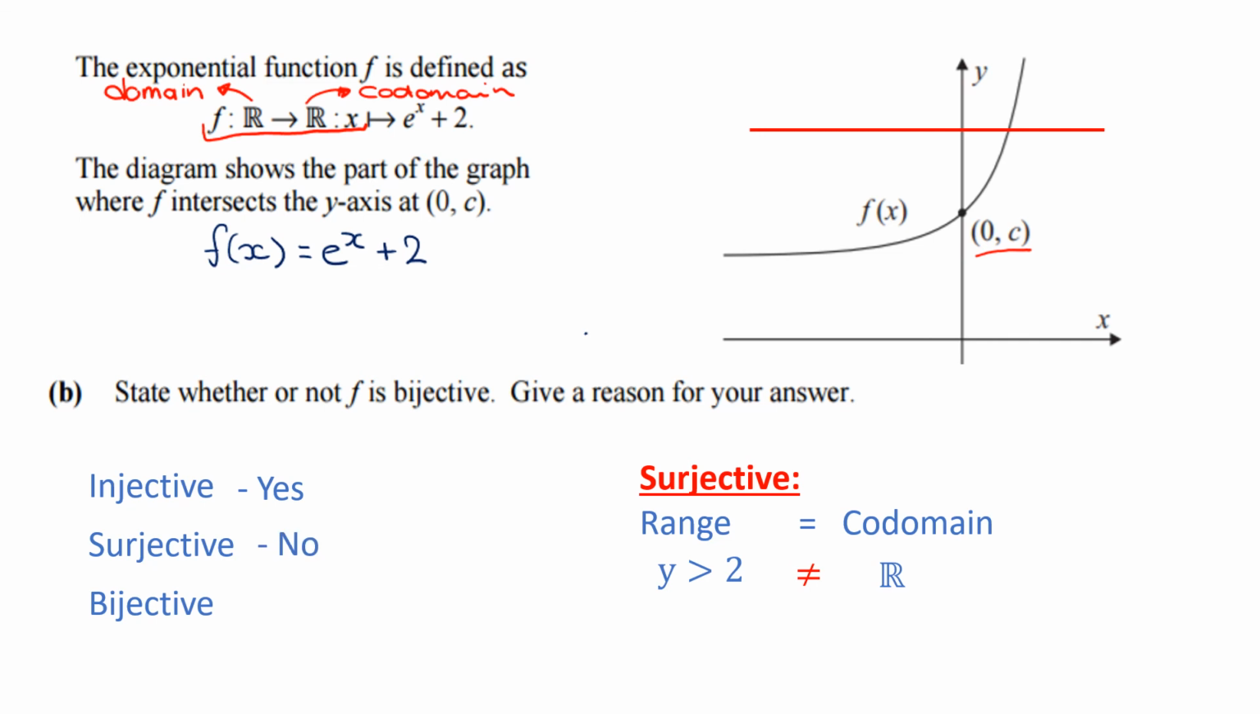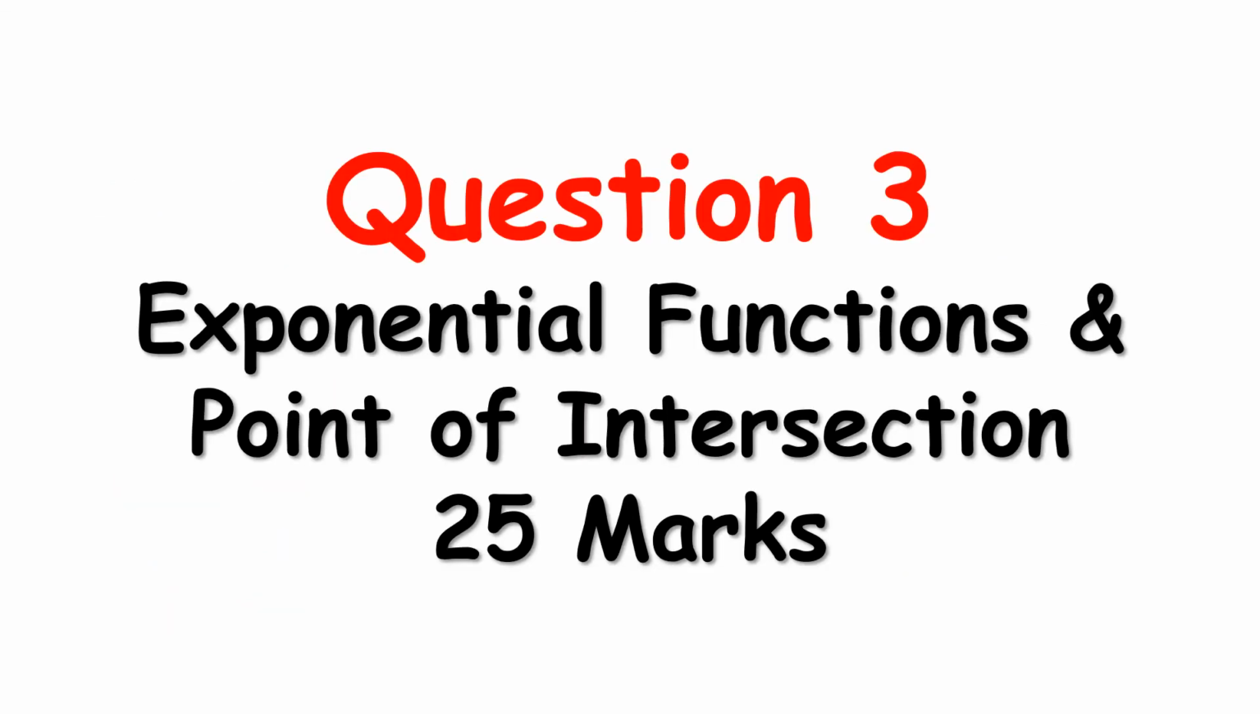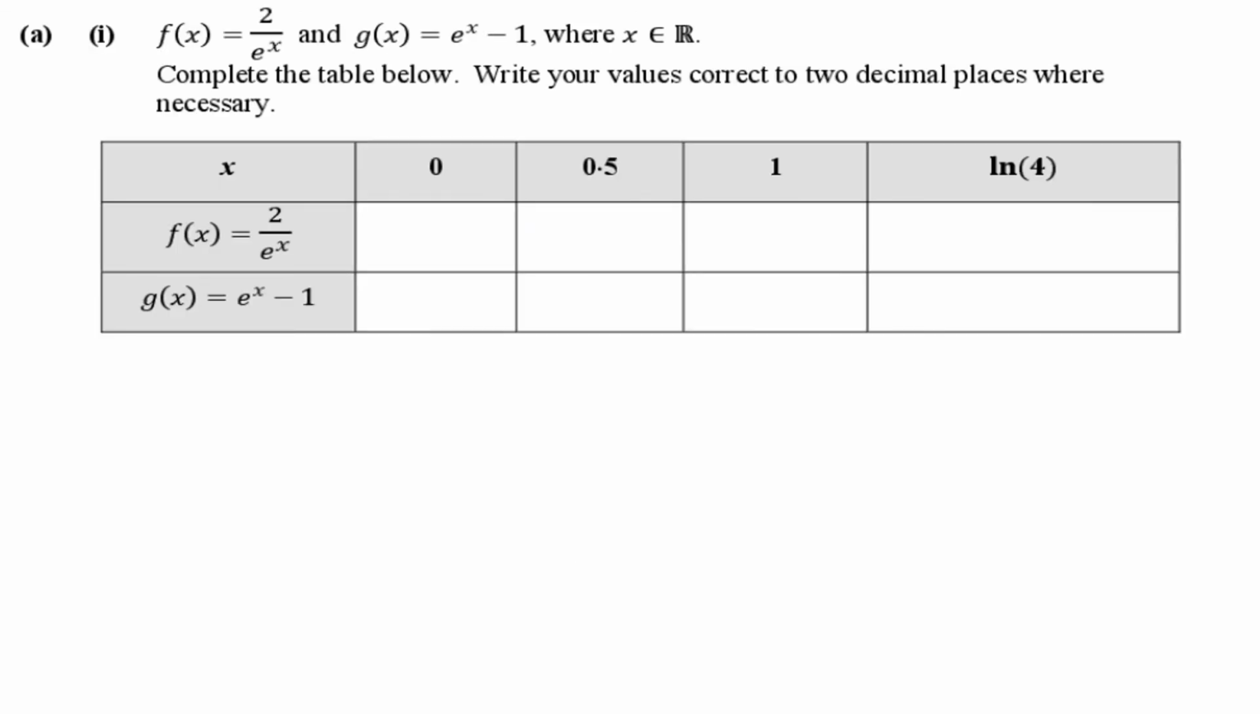So it's not surjective. Now I have something that is injective but not surjective, and by that logic, no, it cannot be bijective. Question 3, another exponential function, functions plural, with points of intersection. This is a great chance for us to work with our exponentials in a slightly different way. So here we're given two functions, f of x, which is 2 over e to the power of x, and g of x, which is e to the power of x minus 1.